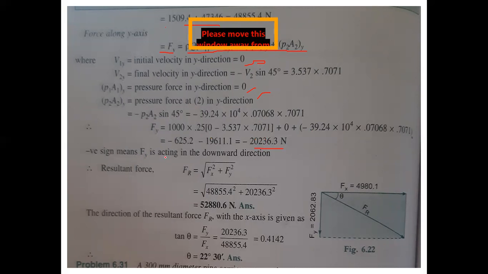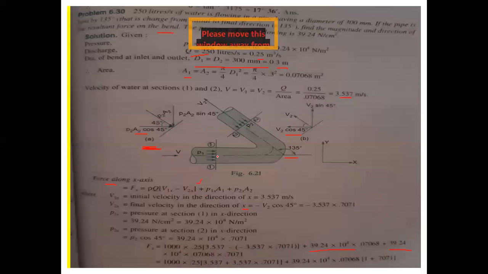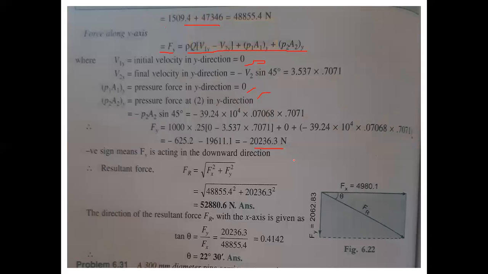The negative sign indicates what? F of y is acting in a downward direction. Here the f of y is coming in the downward direction. That's why it is the minus direction. Therefore, what is the resultant force? The resultant force Fr is equals to root of fx square plus fy square.